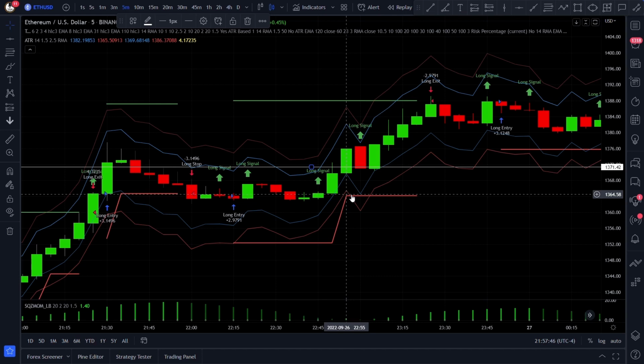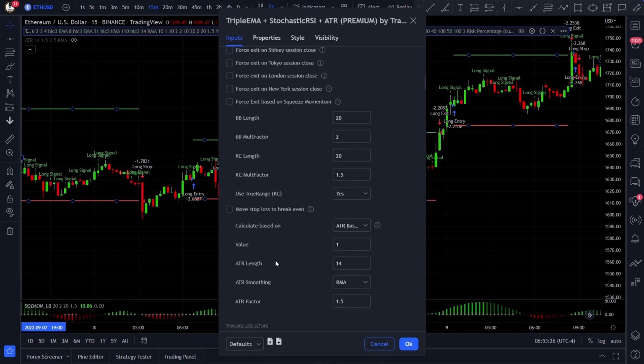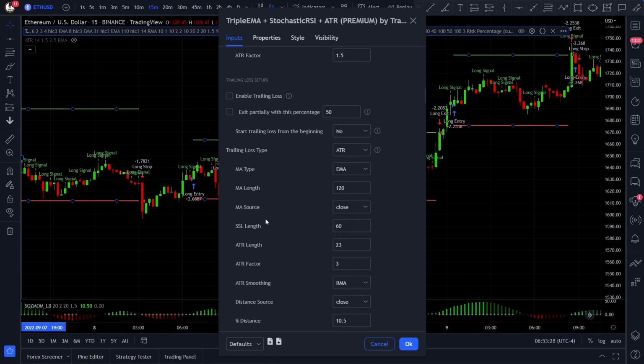So now we can move on to the second section, which is the trading stop loss section. Keep in mind that the trading stop loss only works if the trade on all signals function is disabled. Here we have two main options: the enable trading stop loss and the exit partially. First, let's go over the simple trading stop loss setups.